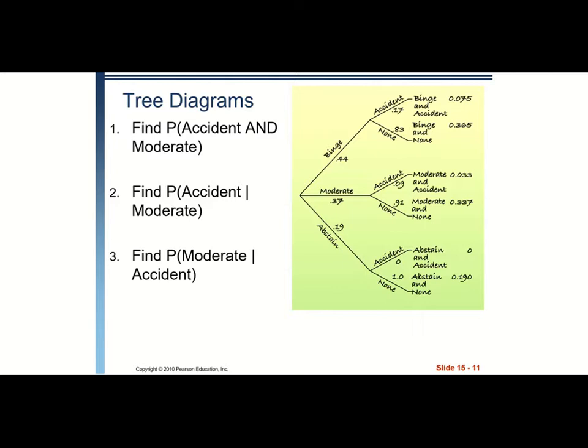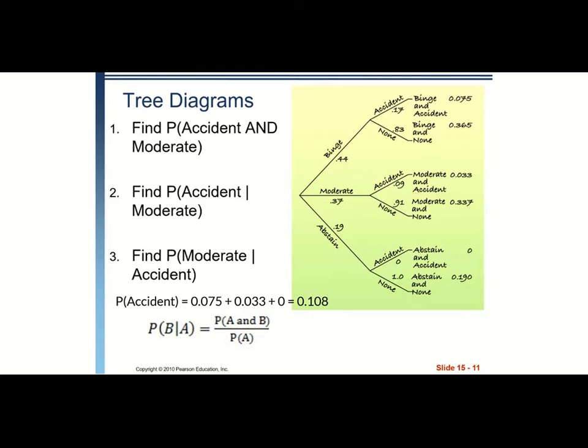Lastly, this is the difficult one. Find the probability of a student being a moderate drinker given that they were involved in an accident. Now, there's a bunch of different branches here where students were involved with accidents, and we have to take all of those into consideration. If we add all 3 of those probabilities up, we get 0.108. That's the condition for problem number 3, that we're choosing a student from the pool of all the students that were involved in an accident.